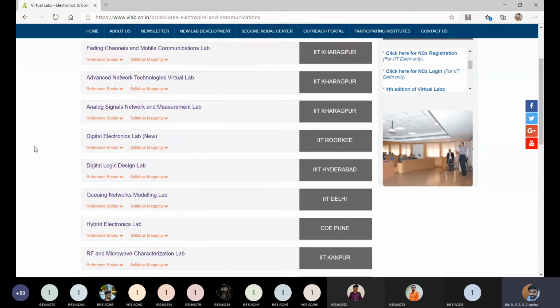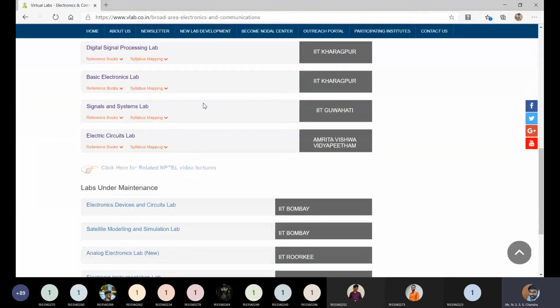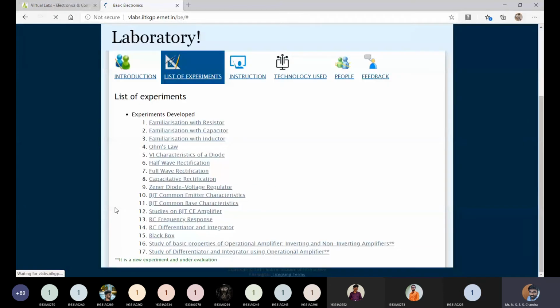So here we have a lot of labs available. All right, so go for this basic electronics lab by IIT Kharagpur. I'm going for that IIT Kharagpur lab. Okay, so you can see: welcome to the basic electronics virtual laboratory. You have a list of experiments available, like familiarization with resistor, capacitor, inductor, Ohm's law, everything is there. In which I'm going to open this fifth experiment, VI characteristics of a diode.